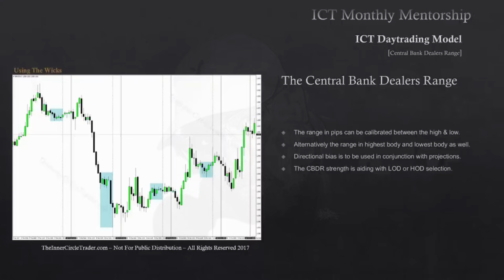But we're using wicks in this example here. So every one of these blue boxes represents the central bank dealer's range for that respective day.